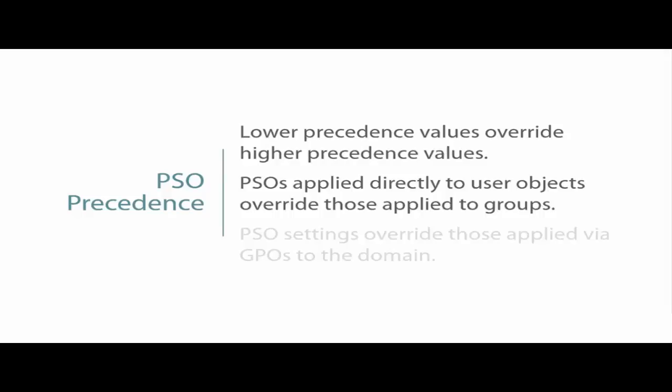And then for our third rule, which is the reason why I actually put this PSO conversation at the end of this module, is that any PSO settings will override those that are applied via GPOs to the domain. So all that talk that we had at the beginning of this module about the different domain password policy settings and lockout policy settings and Kerberos policy settings, any of those that are configured through PSOs are going to override those applied through group policy.